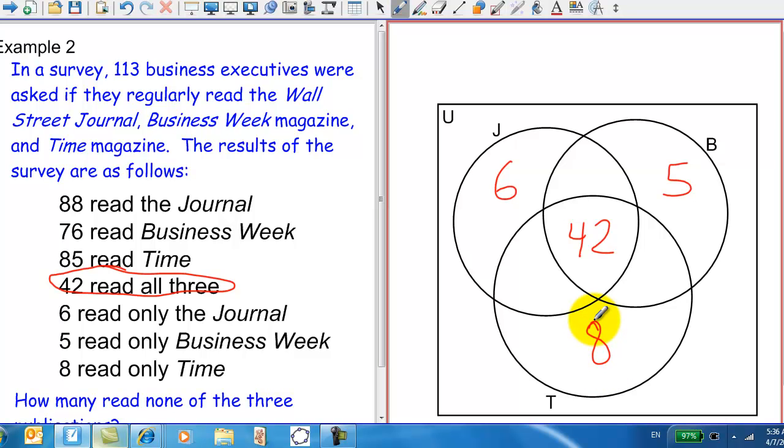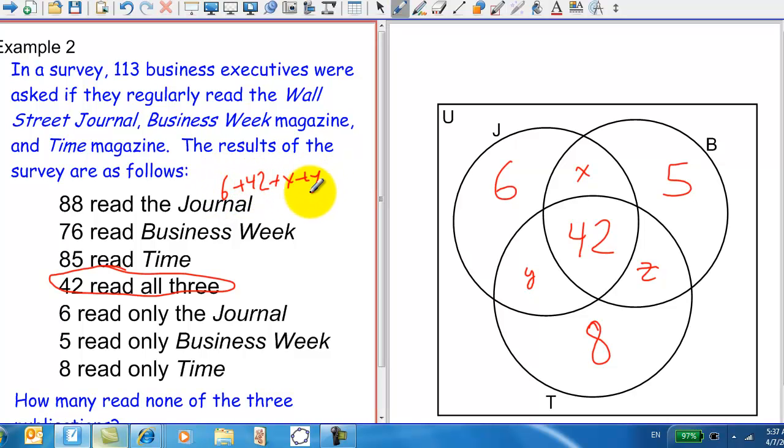Now 88 read the journal. Now you can see what we've got going on here. The journal is this whole area, but there were still 2 unknown areas in here. So if we just call this X, Y, and Z, we can maybe set up a system of equations involving these. Because then the 88 who read the journal would mean 6 plus 42 plus X plus Y would equal 88.